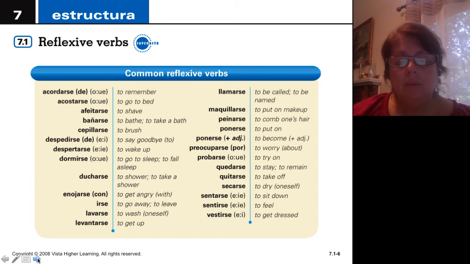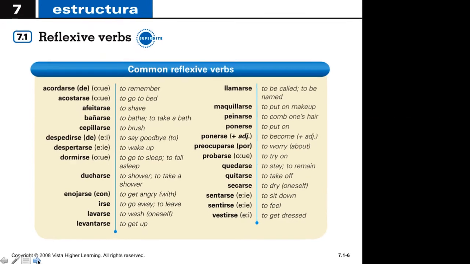Now, here's the reflexive verb list that's in your book and is also attached to the forms I both passed out and have put on the wiki in case you need another one. Please make sure that you know all of these common reflexive verbs. If there's anything that you don't have, why don't you pause the video and write these down as well.